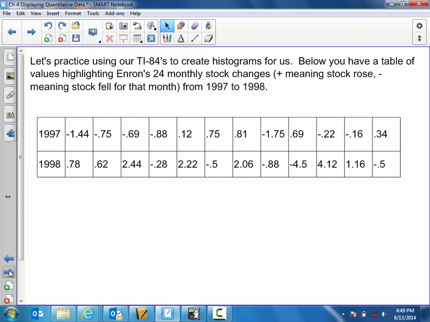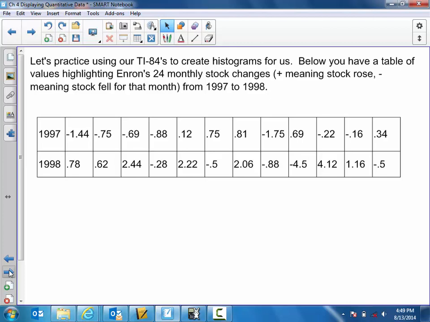This is, I think, the most important thing you're going to see in the notes, because you're going to use this all year long. Yes, you'll describe shape, center, and spread of histograms, but being able to take data and throw it onto your calculator to make a display is really important. Let me give a context to this. I just made this table really quick.